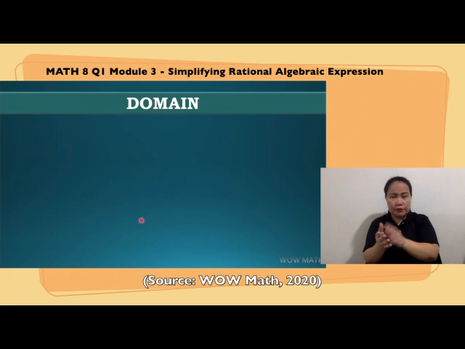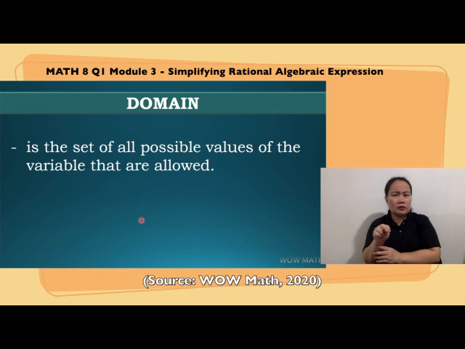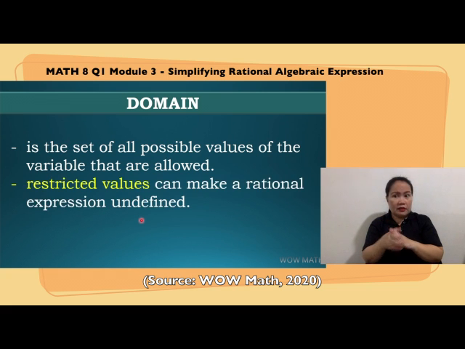Now, what is domain? So, a domain is the set of all possible values of the variable that are allowed. So, ito lang yung mga numbers na pwede nating i-substitute sa variable para ang expression mo ay rational algebraic expressions pa rin. Because kapag nag-substitute ka ng value sa variable mo na hindi po pwede, yun yung tinatawag nating restricted values. It can make a rational expression undefined or simply, yung denominator mo mag-i-equal sa 0. So, yun ang iiwasan natin, yung tinatawag nating restricted values.